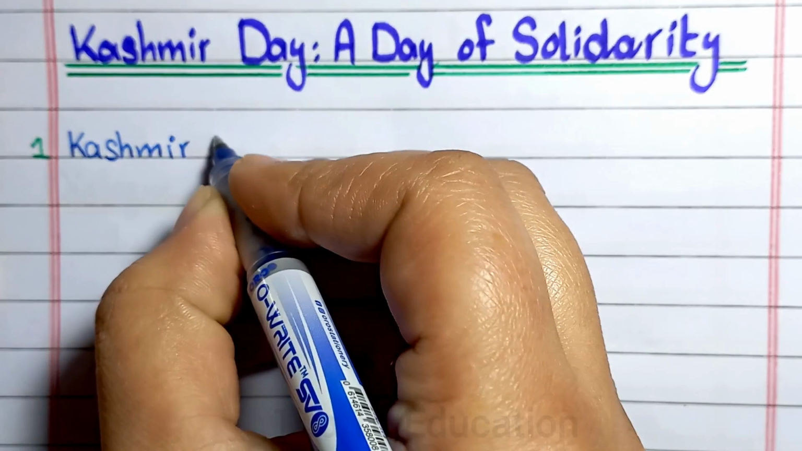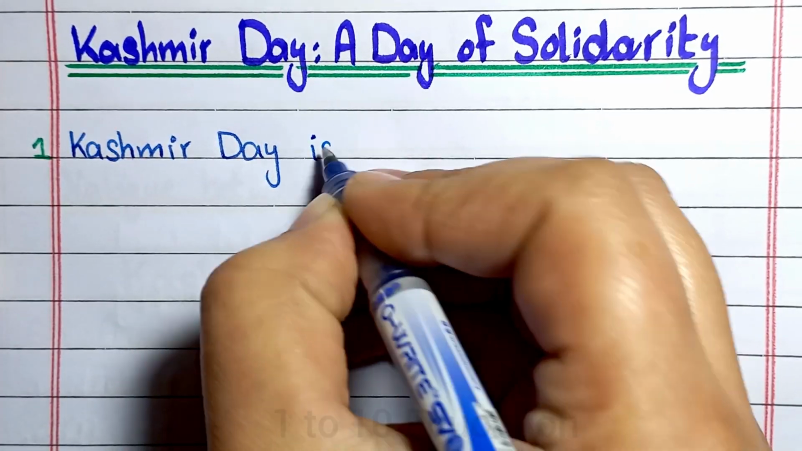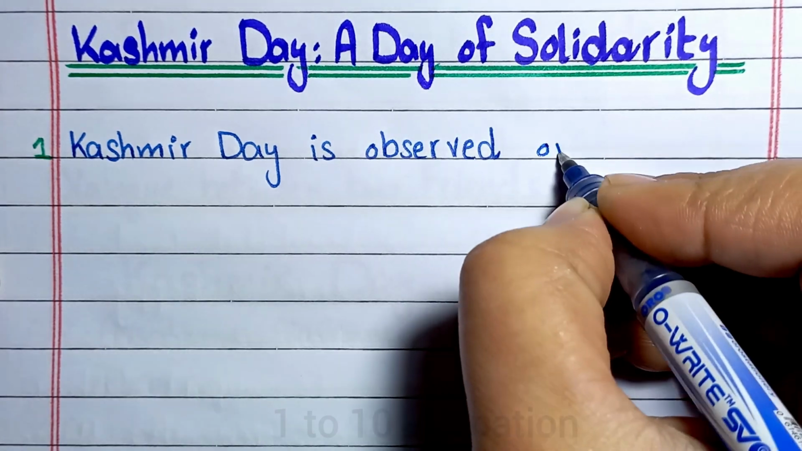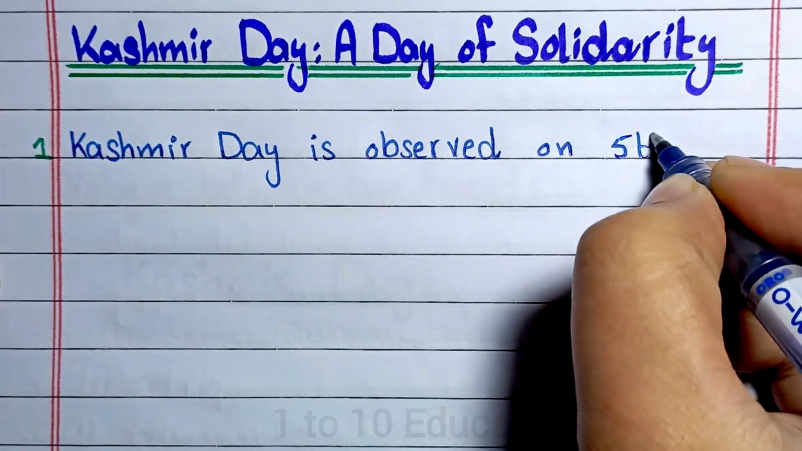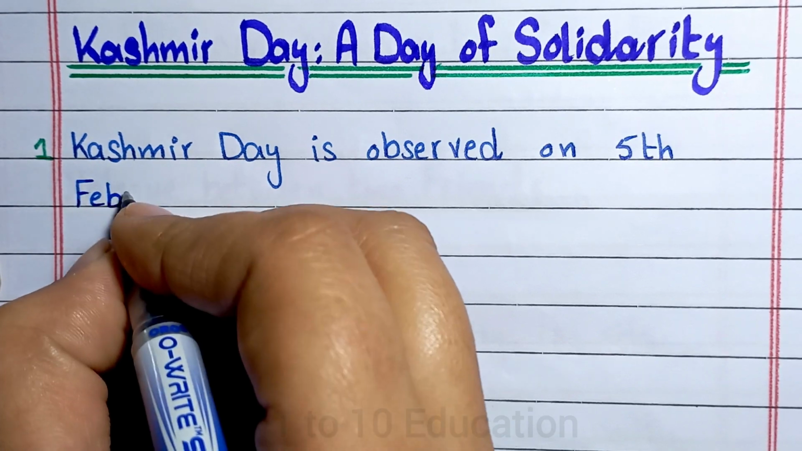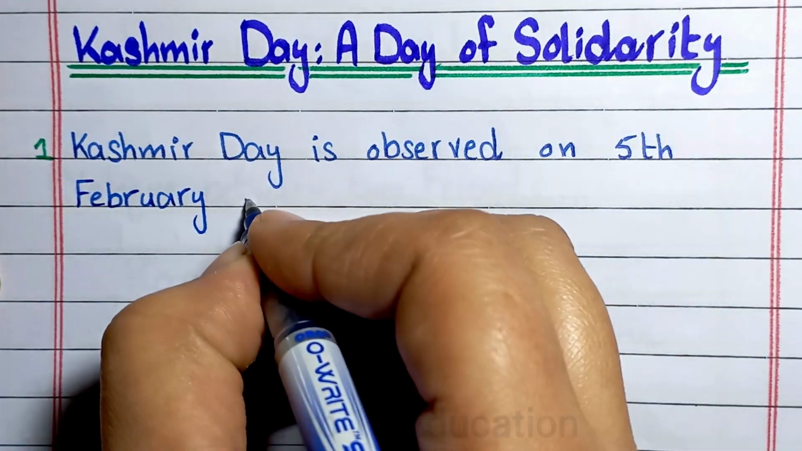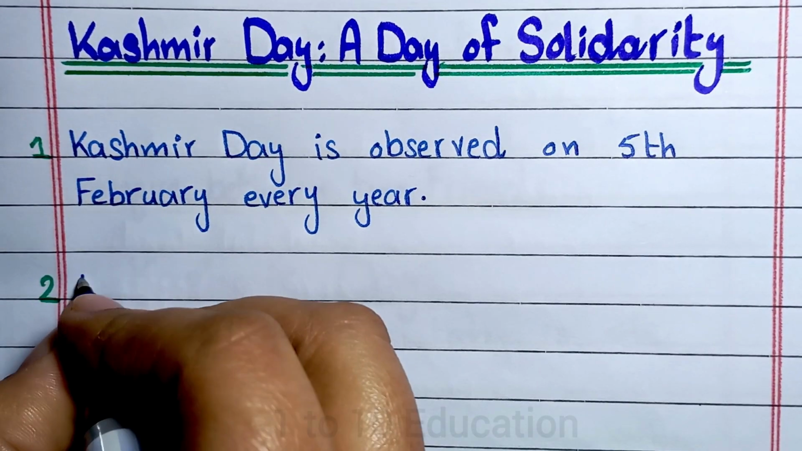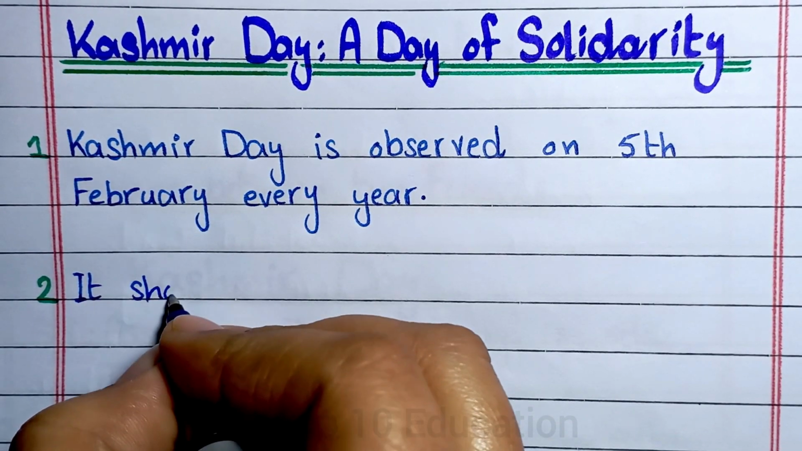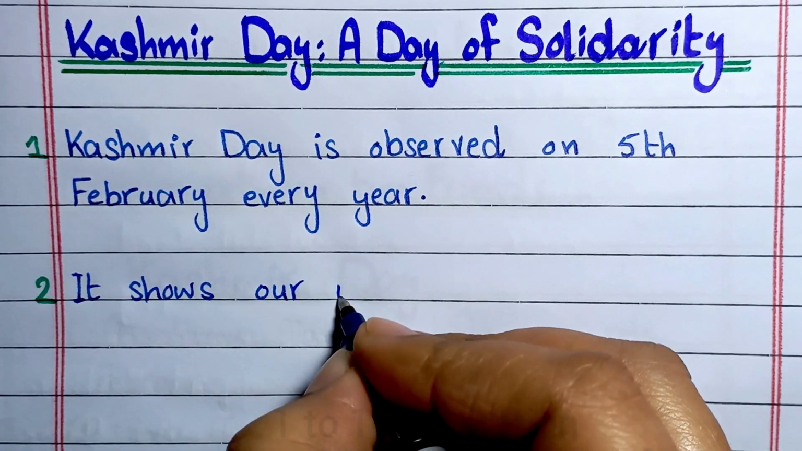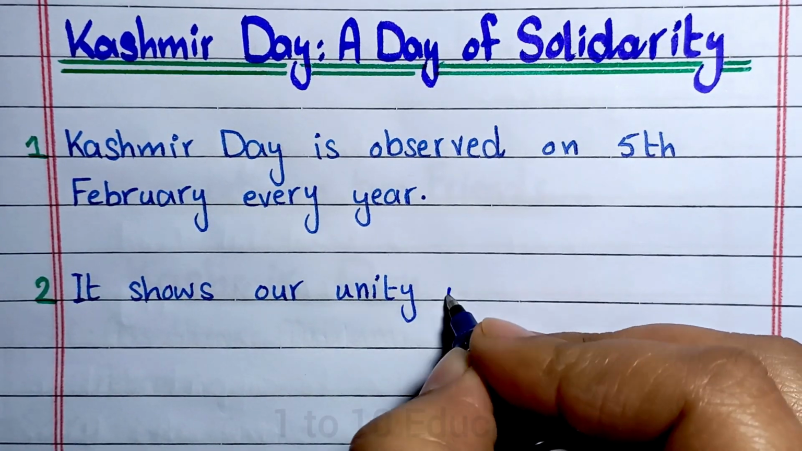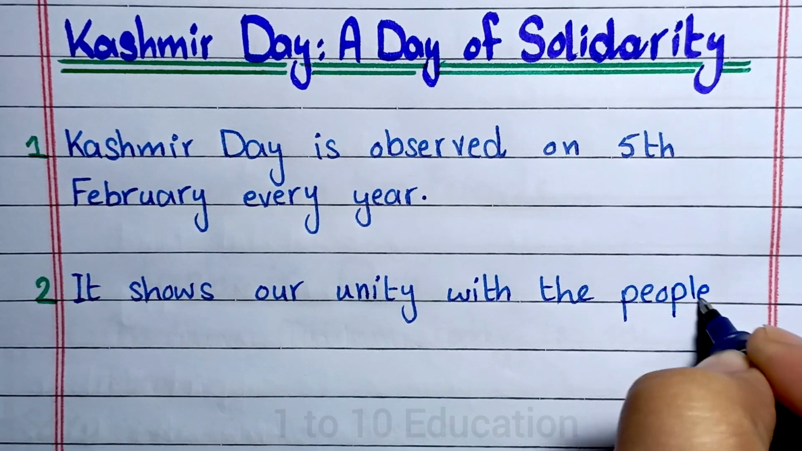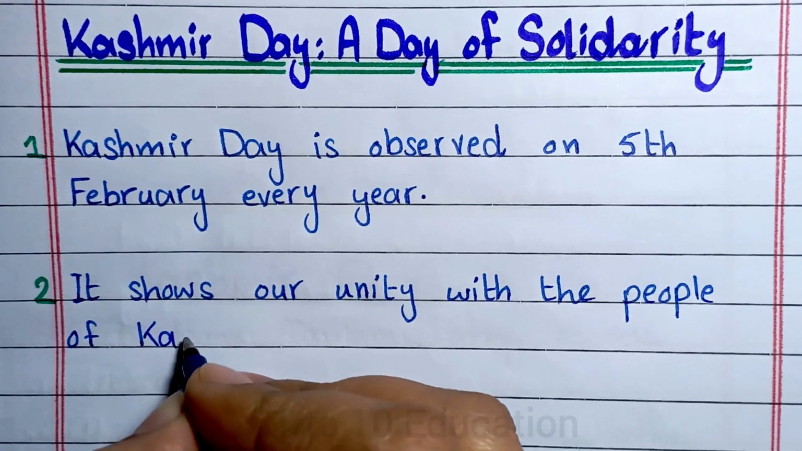Today's topic is Kashmir Day, a day of solidarity. Number 1 line. Kashmir Day is observed on 5th February every year. Number 2. It shows our unity with the people of Kashmir.